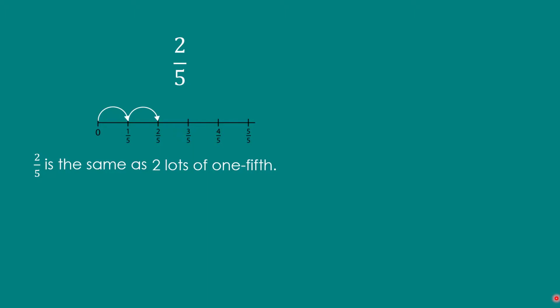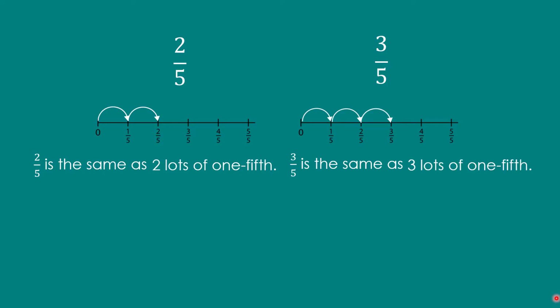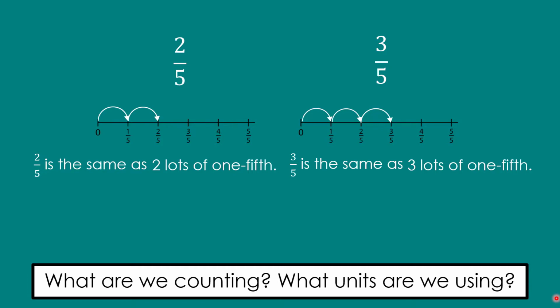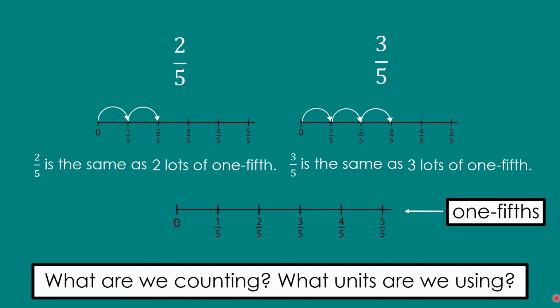2 lots of 1/5. Isn't that right? And 3/5 is the same as, what are you imagining? 3 lots of 1/5. Isn't that correct? Now, what are we counting this time? What units are we using? Think carefully. 1/5. We're counting these, aren't we? We're counting 1/5.